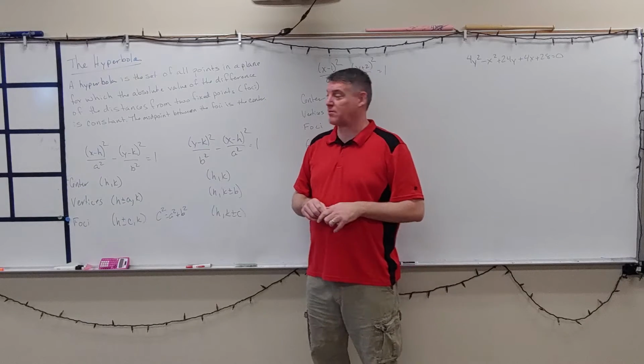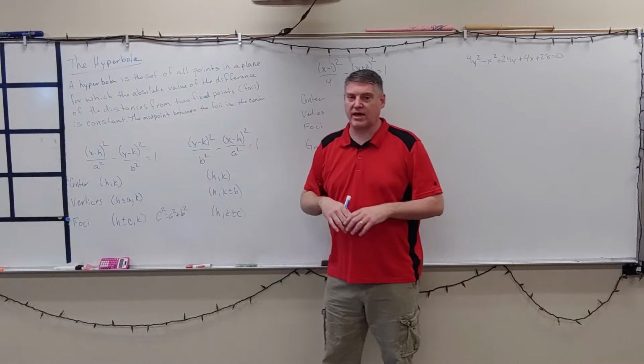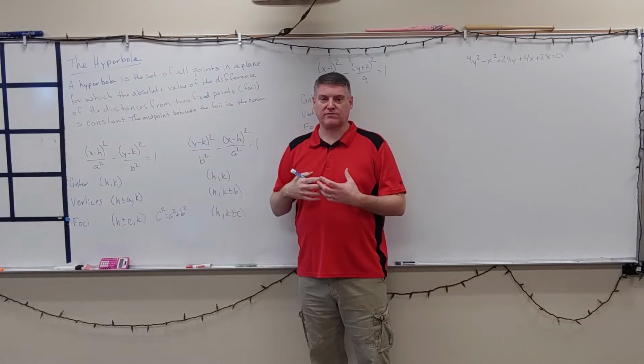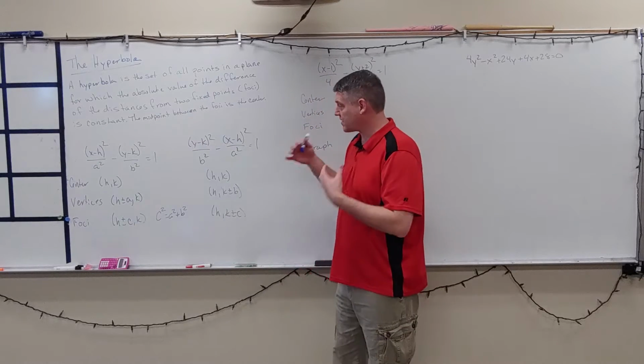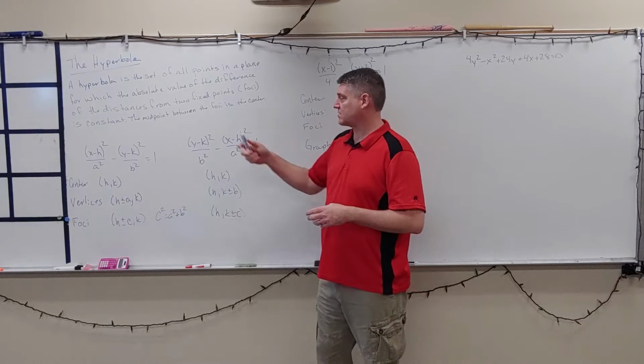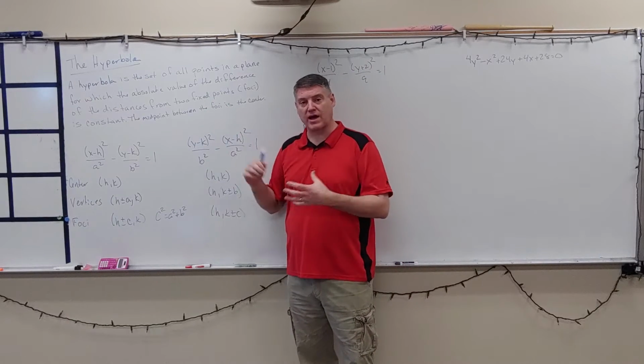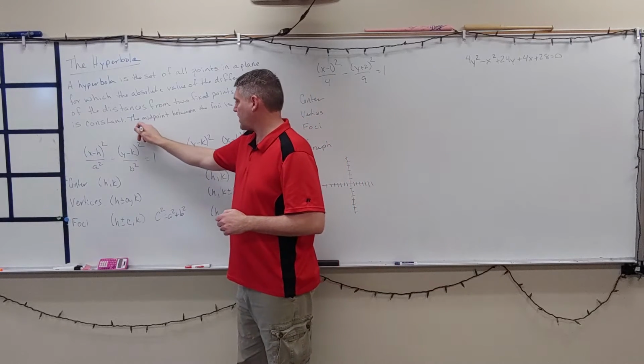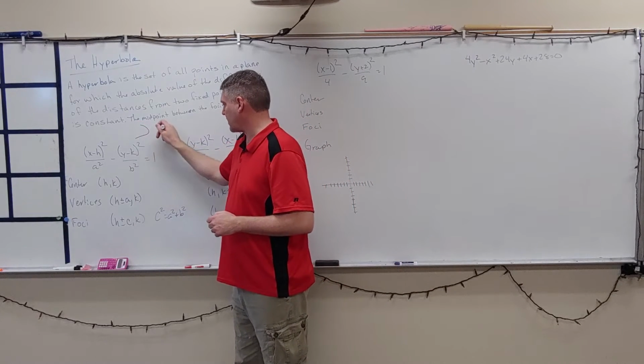We're going to talk about the hyperbola. So a hyperbola is a set of all points in a plane such that the absolute value of the difference of the distances from two fixed points, called the foci, is constant. So what's going to happen is we're going to end up with items that look like this.